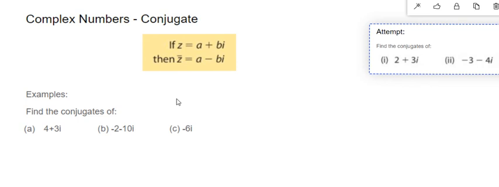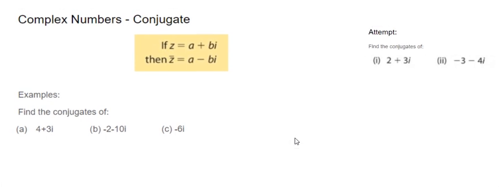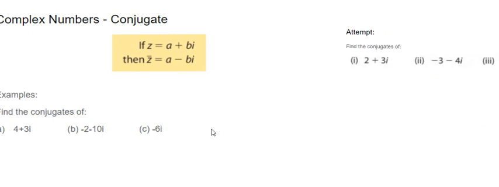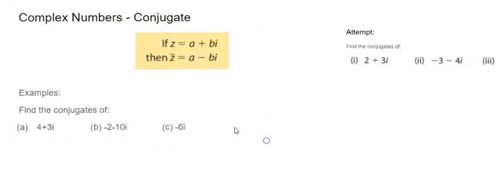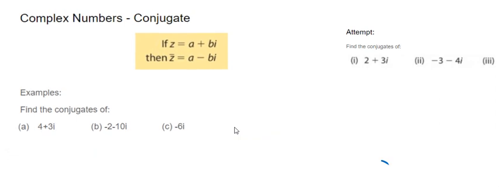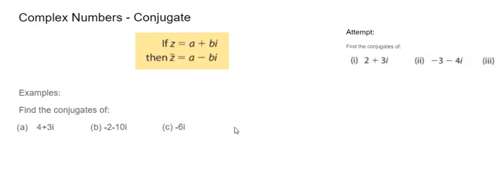Hi guys, so here we have a word called conjugate. It's quite simple really how to find the conjugate of a complex number. The reason why we use it is to simplify different types of complex numbers. Don't worry too much about why we use it yet. The main thing for now is to understand how to find the conjugate, and it's quite easy.